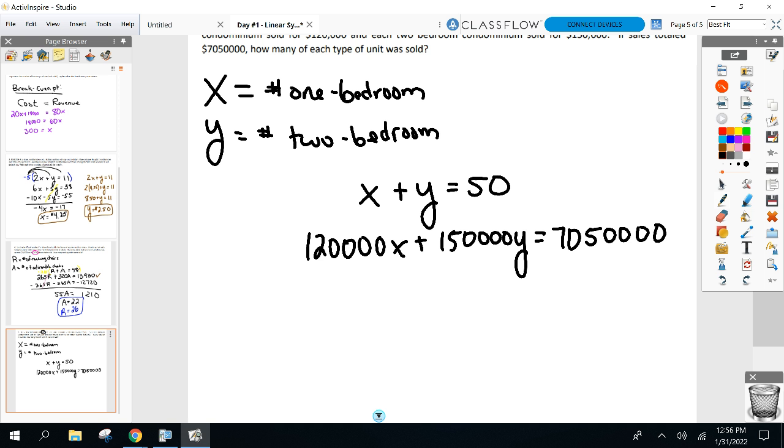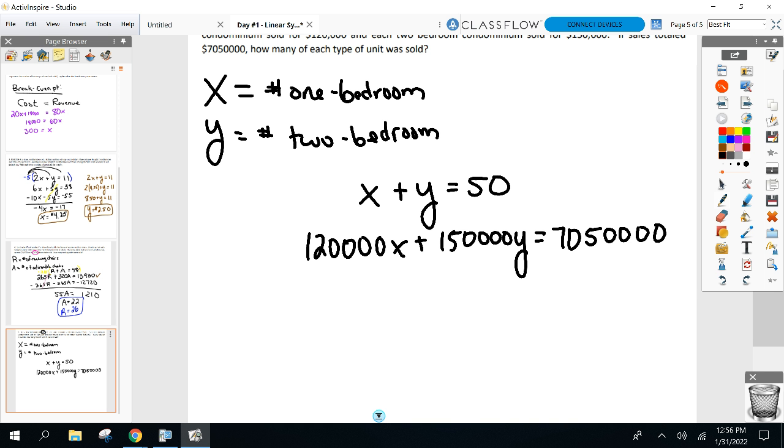So multiply this first one by negative 120,000. Distribute it to the x, the y, and the 50. And then write that new one underneath. Distribute it again. Negative 120,000 times 1, minus. Distribute it all the way over to the 50. Negative 120,000 times 50.